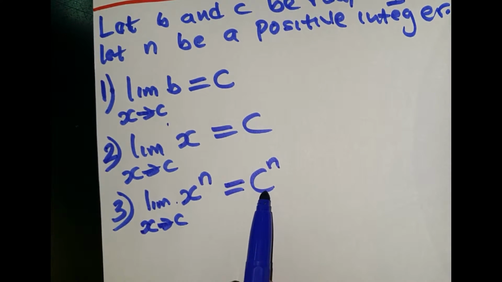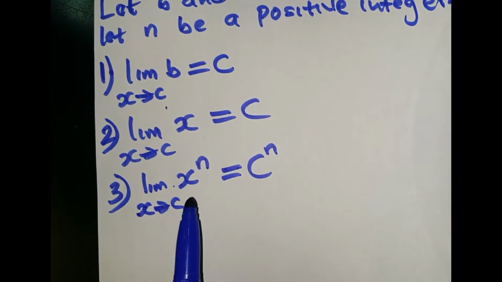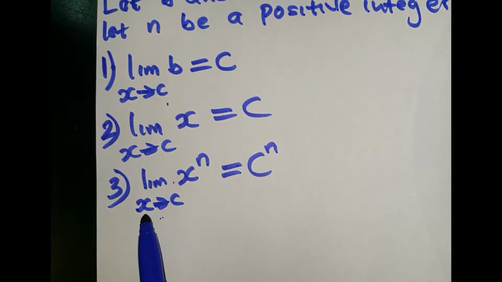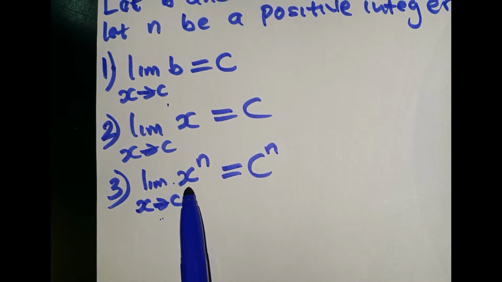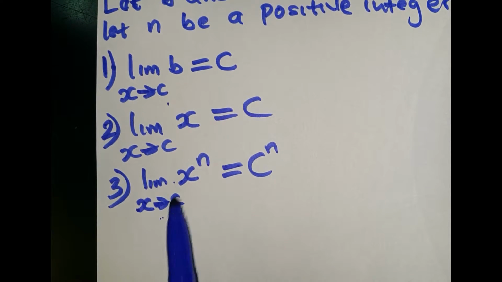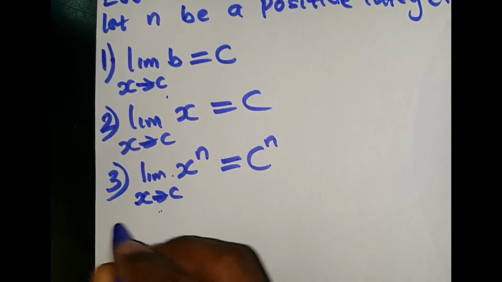Why are we getting c raised to power n? I told you that whenever we have anything here, you just have to replace it with what x is going to. X is going to c here, so that's why we are replacing our x here with c. So you just replace anything here with what is here. Don't worry, we'll still solve some examples.